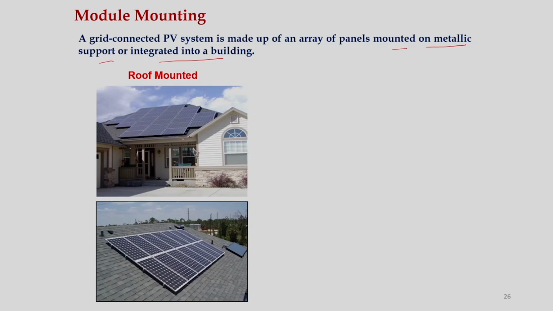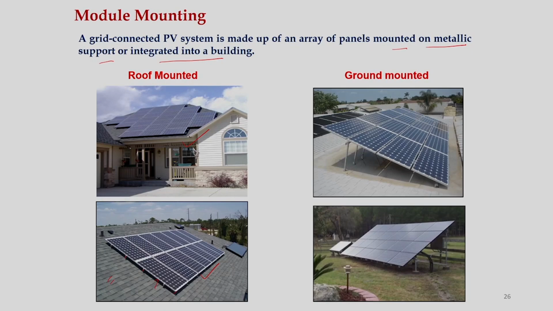This is a configuration for roof mounted. The roof is here and parallel to the roof these modules are connected. Of course, there is a gap and clamps are there to hold the structure, right. So, these are the modules. This way you can see different configurations, and here what you can see is a ground mounted system.